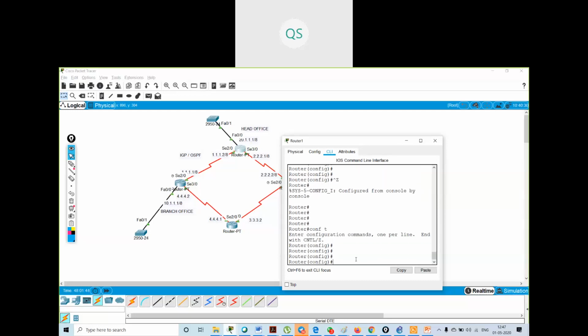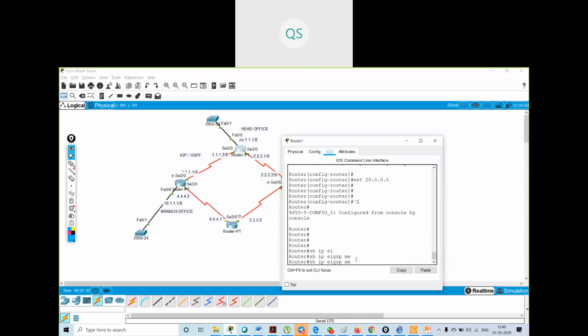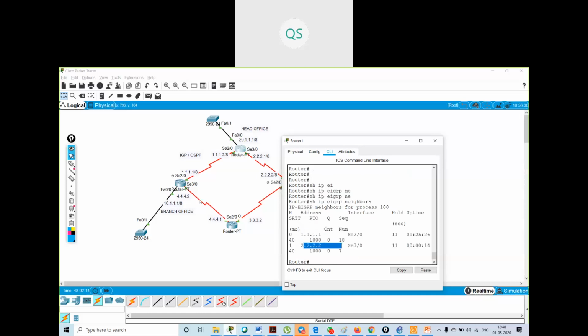Config terminal, router EIGRP 100, network 2.0.0.0 is connected and the adjacency is formed. Then the 20.0.0.0 network. I have already advertised the 1.0.0.0 network. So with show ip eigrp neighbors, I should get two neighbors, 1 and 2.